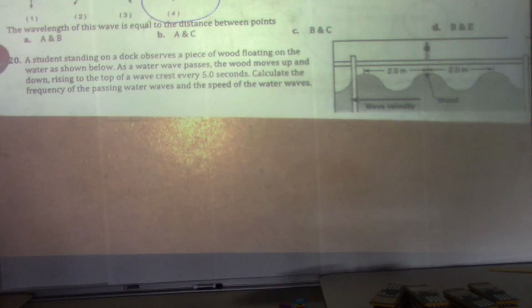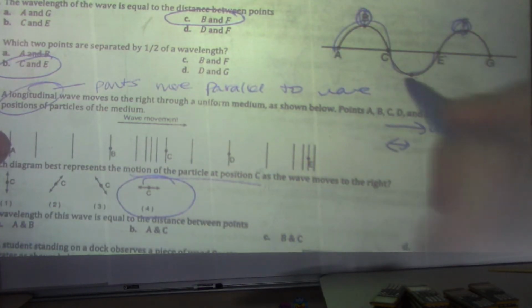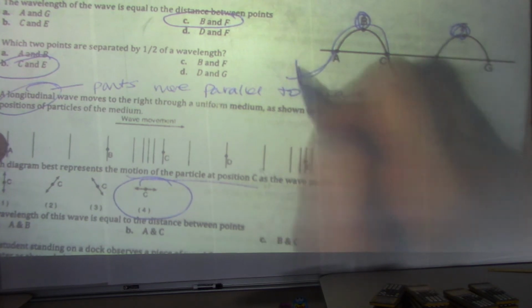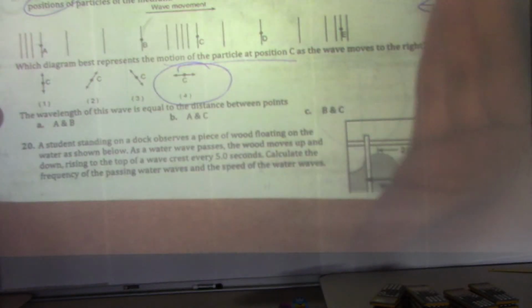One wavelength would be, the same way for a transverse wave we go from crest to crest, or from equilibrium to equilibrium, or even, if this were to continue, from trough to trough. For our longitudinal wave, we don't have crests and troughs, we've got compressions and rarefactions, so I can go from compression to compression, or rarefaction to rarefaction.